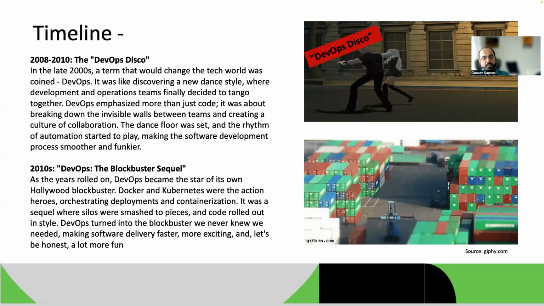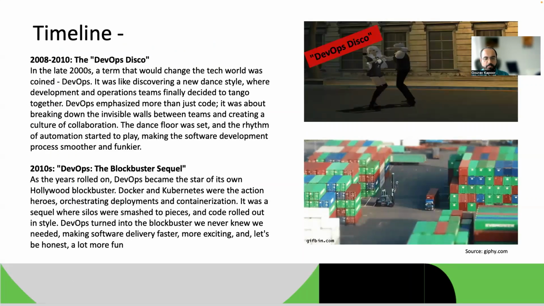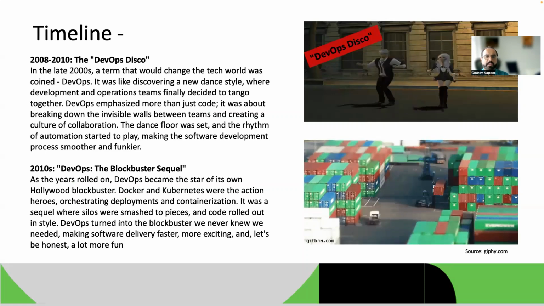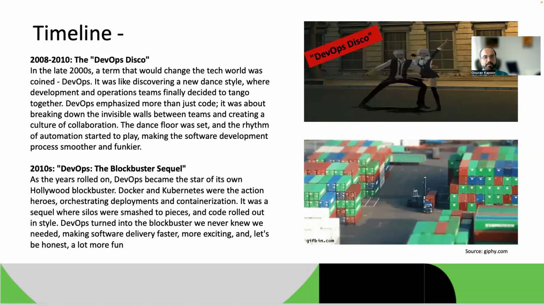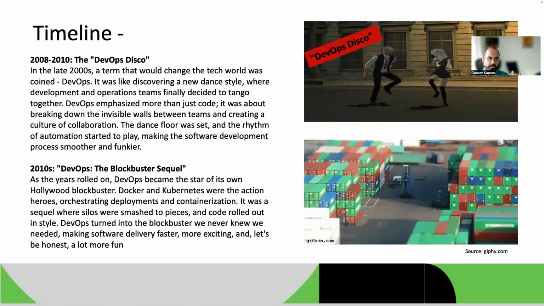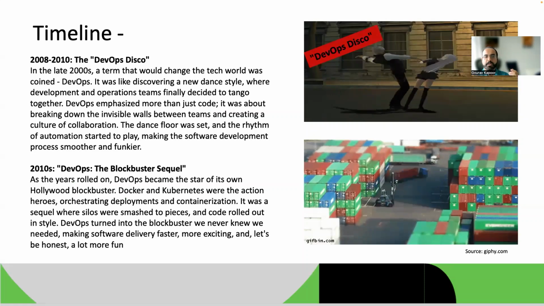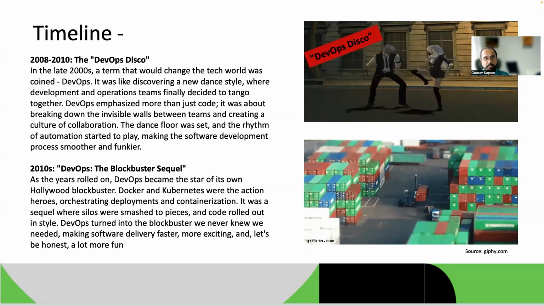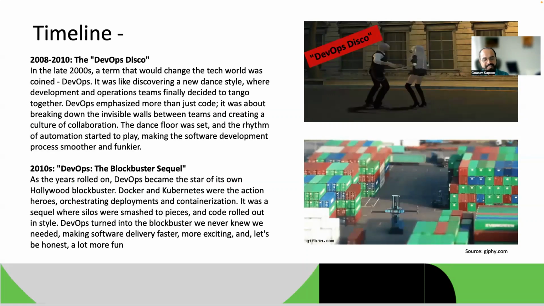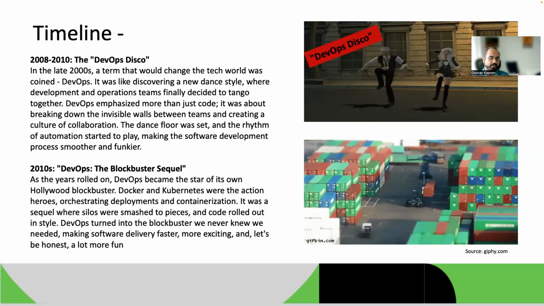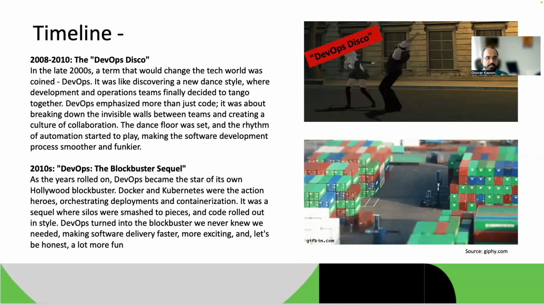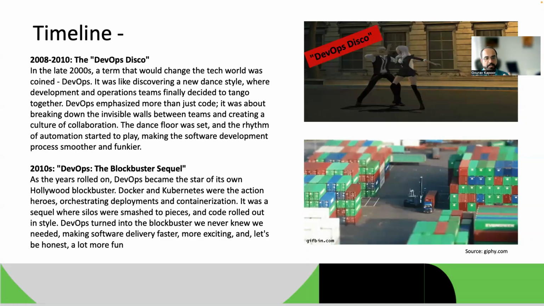Now, if we understand a little bit about the history, I'm just showing a little bit of a timeline here. Between 2008 and 2010, the concept of DevOps emerged as a transformative force in the technology sector. It was seen as a fundamental shift, much like, which is essentially the GIF I have on the screen here, discovering a new dance genre, where the development and operations teams are now collaborating harmoniously.